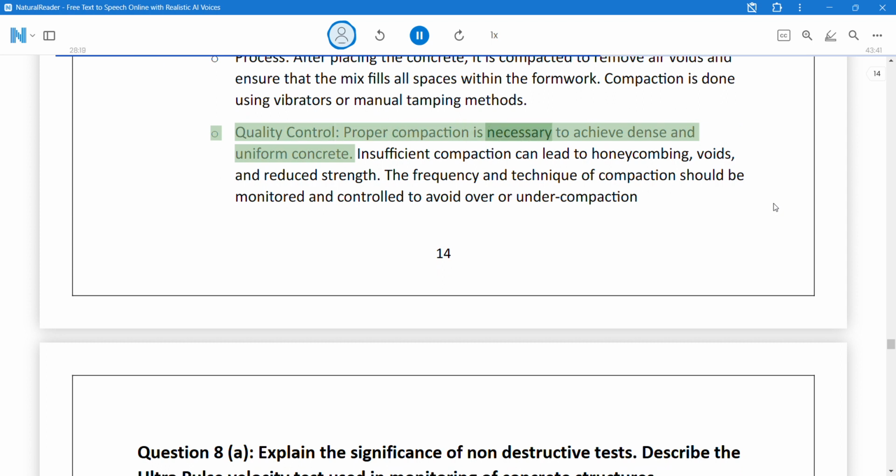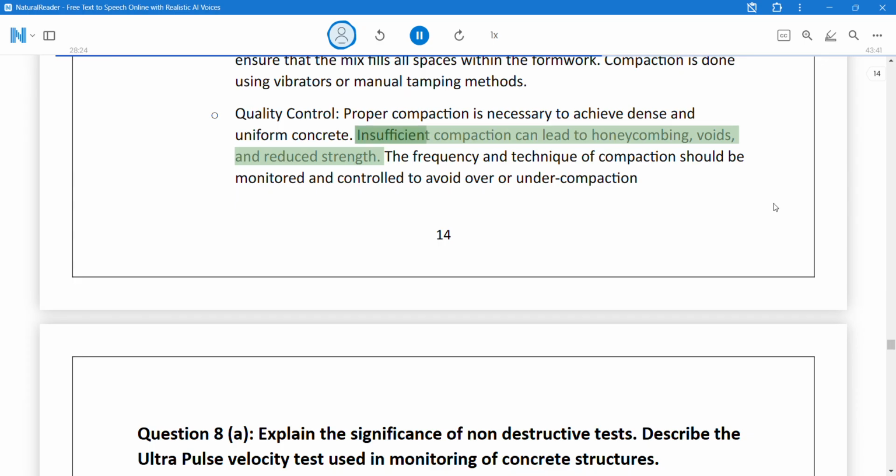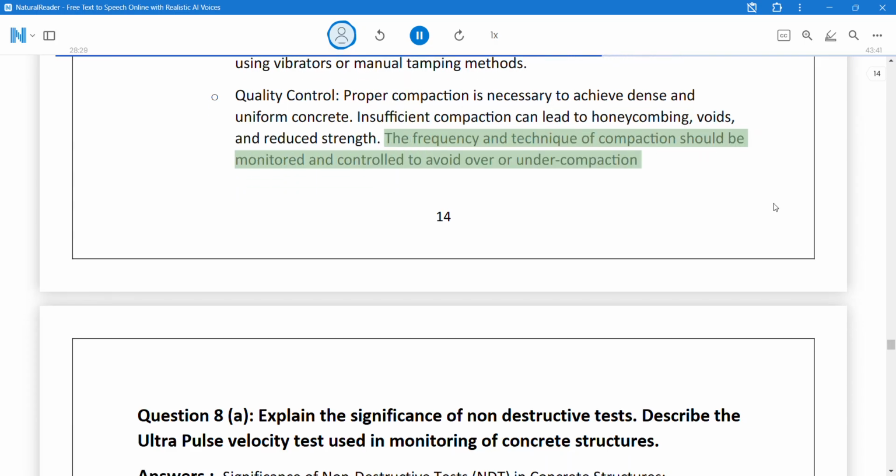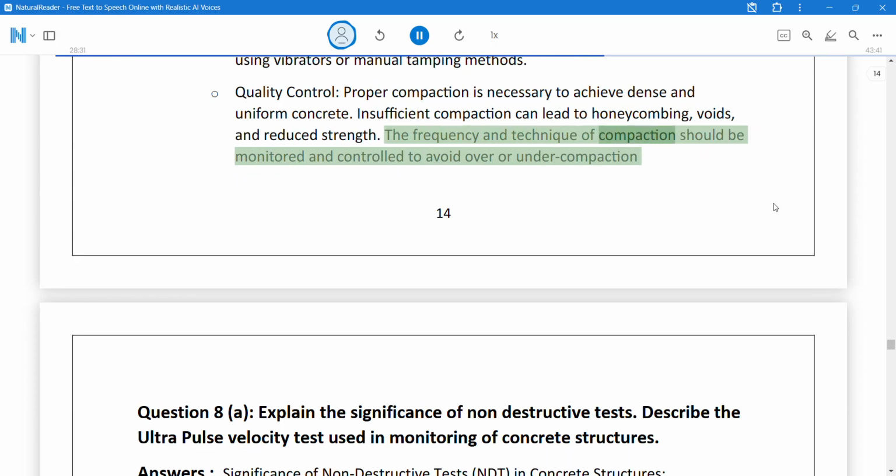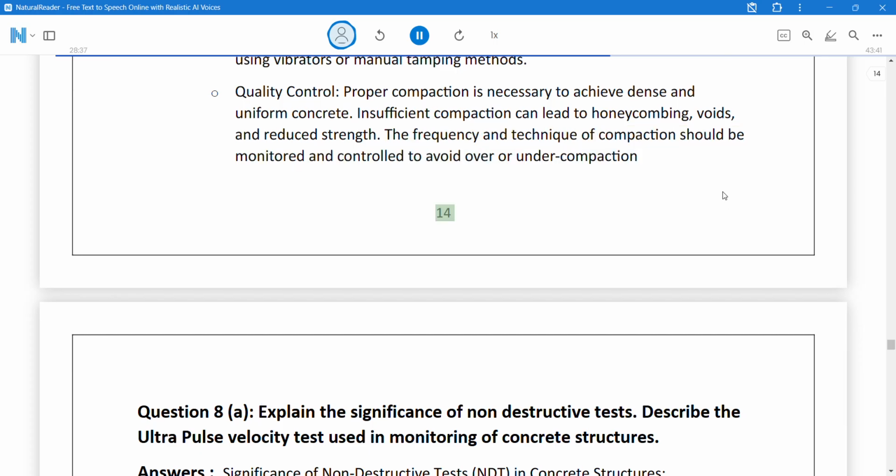Quality control: Proper compaction is necessary to achieve dense and uniform concrete. Insufficient compaction can lead to honeycombing, voids, and reduced strength. The frequency and technique of compaction should be monitored and controlled to avoid over or under compaction.